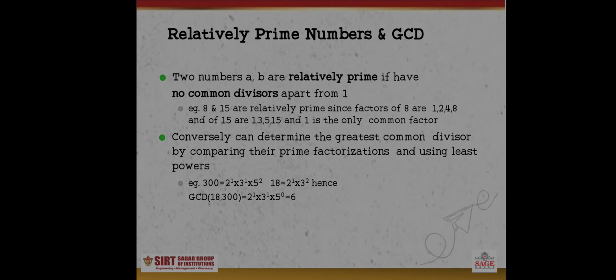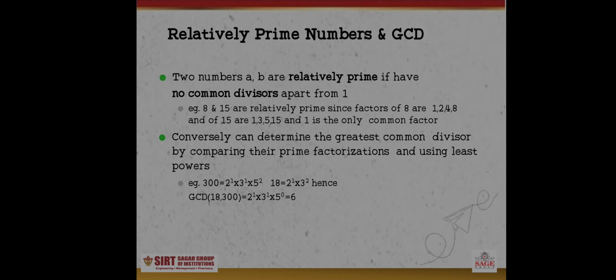Next term we should know is the relatively prime number. So what do you mean by relatively prime number? Two numbers, 8 and 15, are relatively prime if the common factor between these two numbers is 1. So if I say two numbers are relatively prime, then the common factor between them should be 1. Here we have taken the example of 8 and 15.